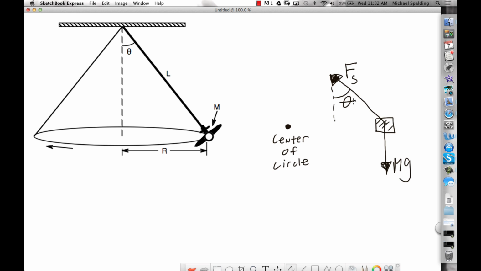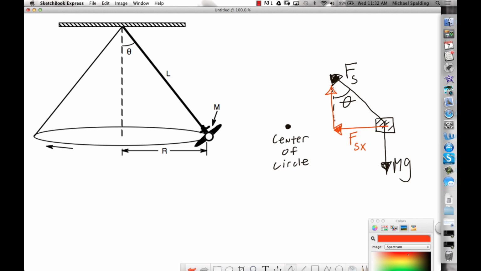Now, which force needs to be broken into x component, y component? Force of string. Because if you look at the force of string, is it perfectly x? No. Is it perfectly y? No. So force of string has x component to the left, like this. That's going to be force of string x. And then we have force of string y, like this.